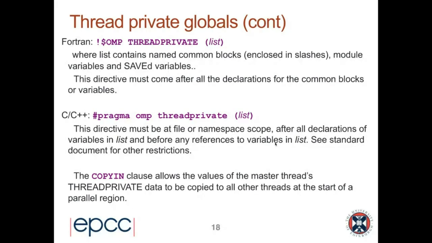In Fortran, that list can contain common blocks or module variables or variables with the save attribute. This directive has to come after all the declarations for the common blocks or variables, and it must appear wherever they're declared. So if you're using old-fashioned Fortran with common blocks, it must appear after every declaration of the common block. In other words, everywhere it's used, you must have the threadprivate directive as well. A similar idea applies in C and C++: #pragma omp threadprivate and a list of variables. This directive must be at the file or namespace scope. It has to come after all the declarations of the variables and before any references to them from actual executable code. There are some other restrictions which are best examined by looking at the standard. I'm not going to go into them today.